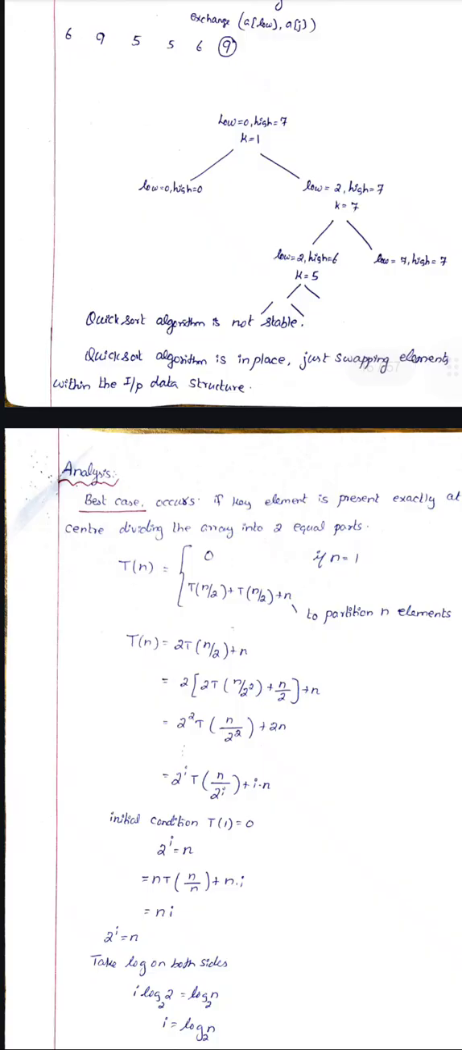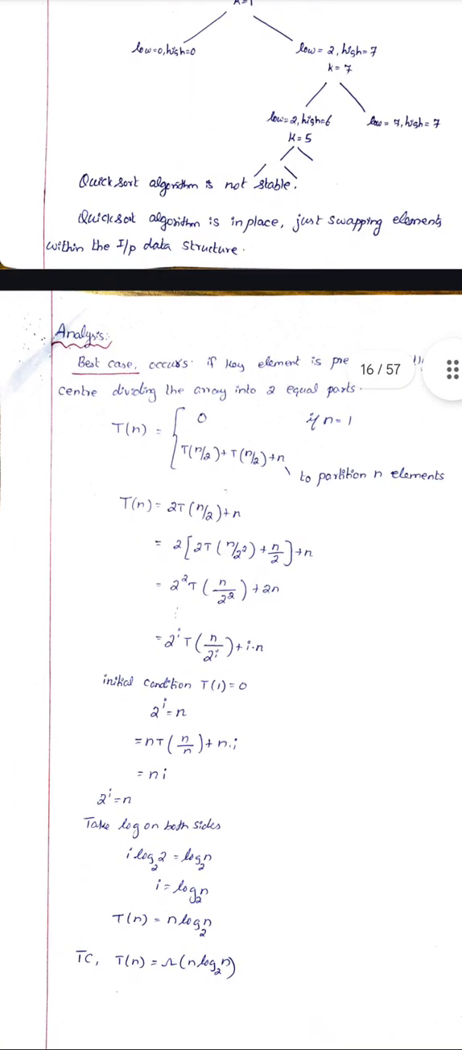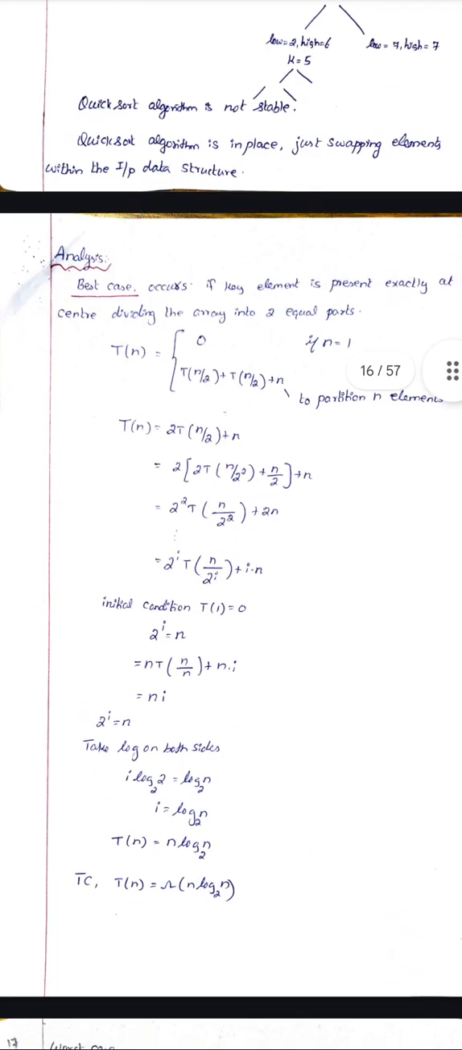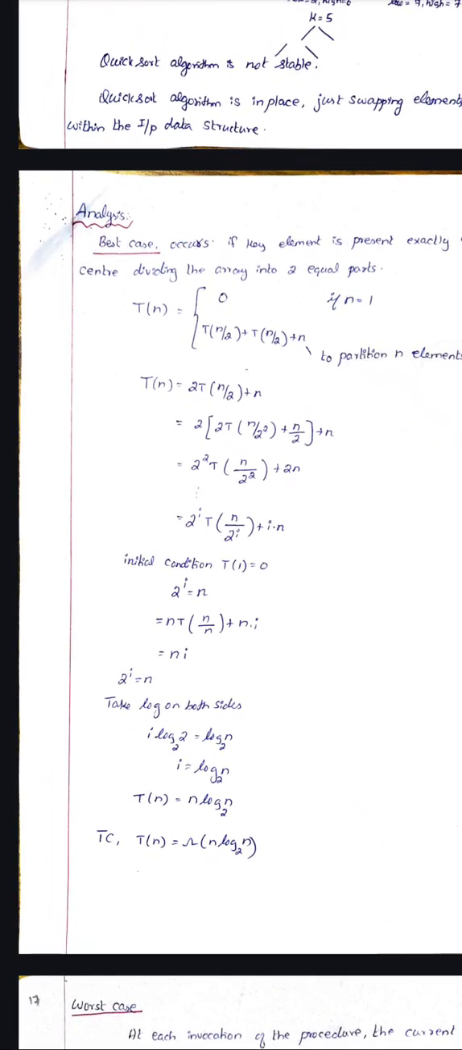Quicksort algorithm is not stable. Quicksort algorithm is in place, just swapping the elements within the input data structure. Best case occurs if the key element is present exactly at the center, dividing the array into 2 equal parts.